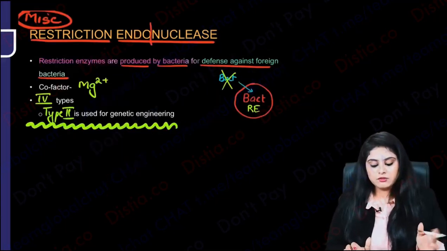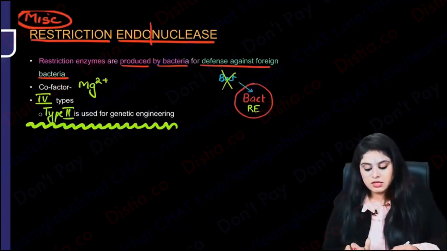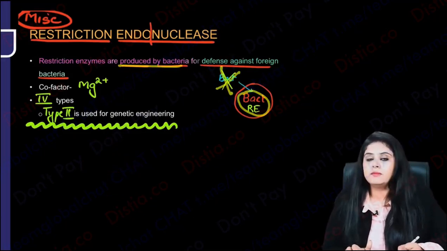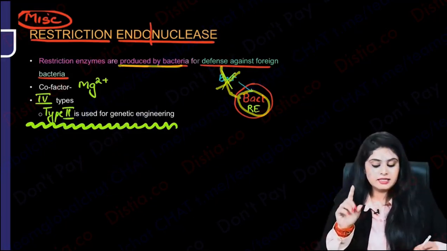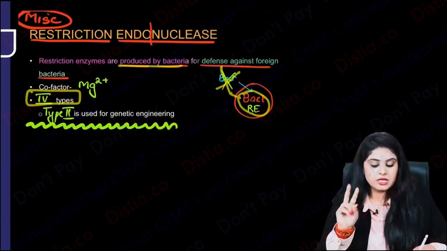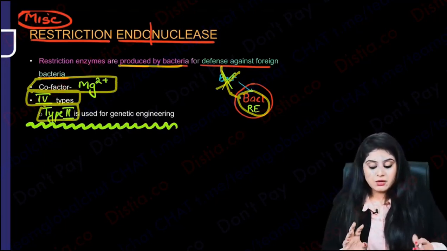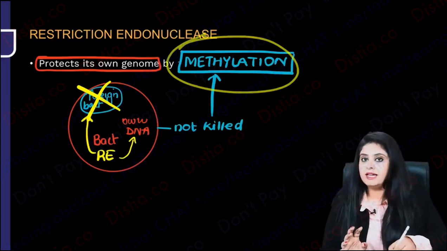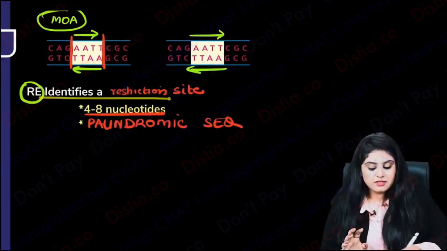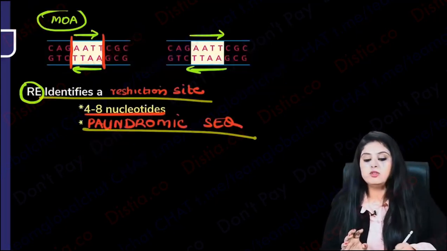So take home message points for a restriction enzyme. Please note, number one, these are produced by a bacteria. Why? Because they want to kill a foreign bacteria. Point number one, how many are they? There are 4 types. Which is the one that I use in genetic engineering? Type 2. What is the cofactor? Magnesium. How does it protect its own self? By methylation. And what is going to be the site for identification? The palindromic site is there.